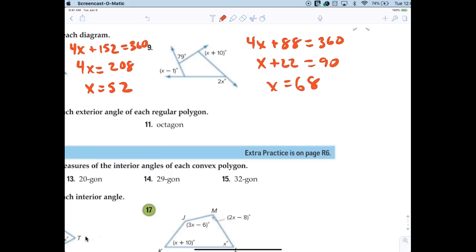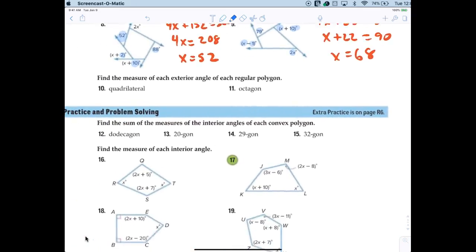Any questions? Why did you do 4x plus 88? Because I added up the x's, right? 1, 2, 3, 4. 79 minus 1. Are we okay with that? And then plus 10. All right, here we go.